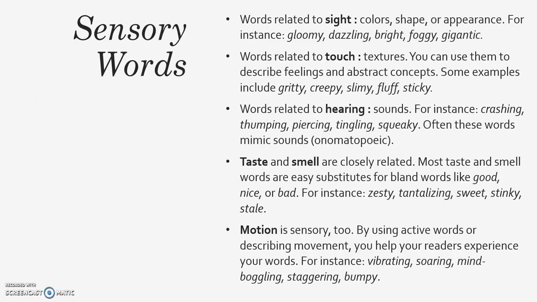Sensory words. First of all, we have words related to sight, such as colors, shape, or appearance. Words related to touch focus on textures, and you can use them to describe feelings, emotions, and even abstract concepts. Thirdly, there are words related to hearing, which obviously relates to sounds. For instance, crashing, thumping, piercing, tingling, squeaky. These words are often also known as onomatopoeia because they mimic the sounds.